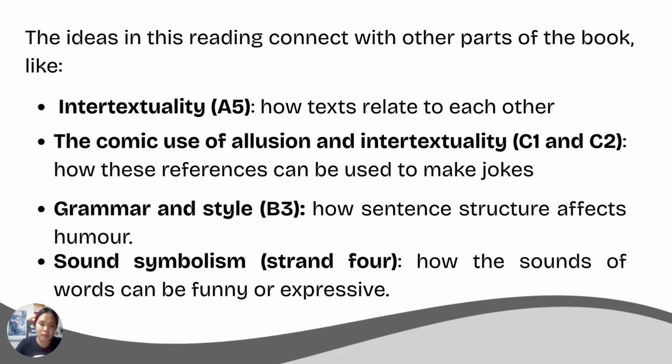Next is the comic use of allusion and intertextuality, symbolized as C1 and C2, or how these references can be used to make jokes. With allusion and intertextuality, writers or performers make things funny by hinting at famous people, events, or other stories, and they assume that we as an audience will understand what they refer to.